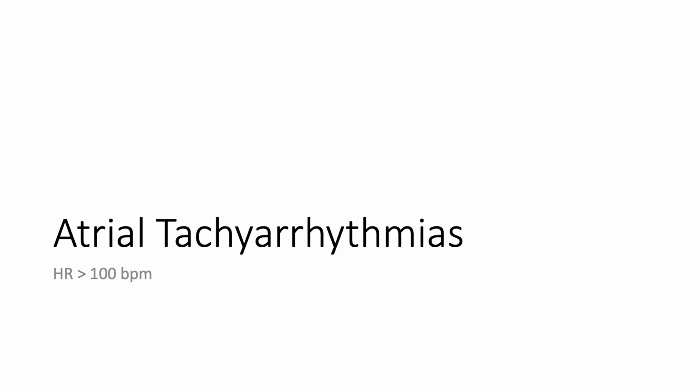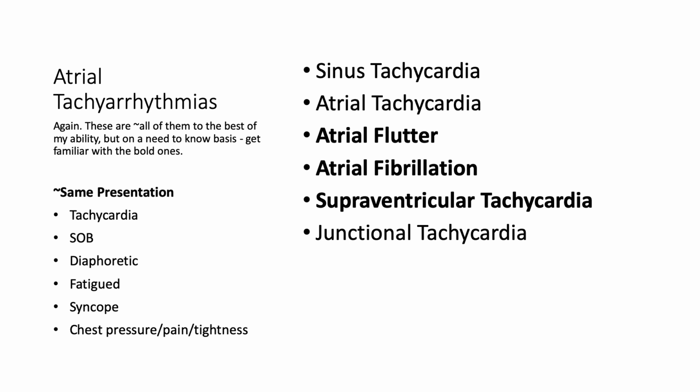All right, so that's essentially everything you needed to know. The last 2 slides about the AV blocks and the bundle branch blocks are the most important. The other ones are for your reference in the future if you're interested. So atrial tachyarrhythmias are faster than 100 beats per minute. Again, these are pretty much all of them, but know the ones in bold.